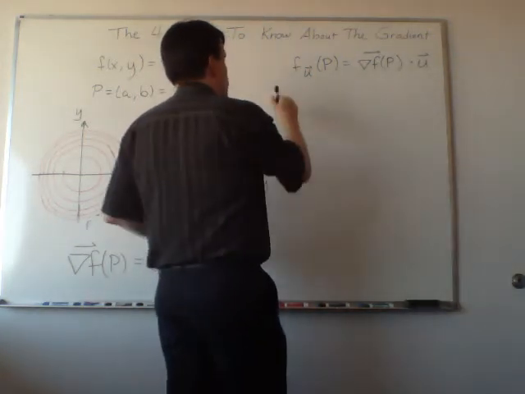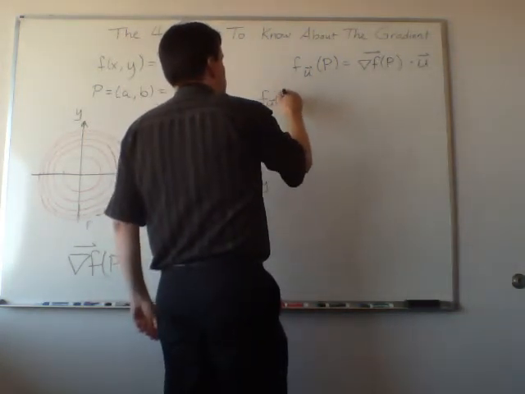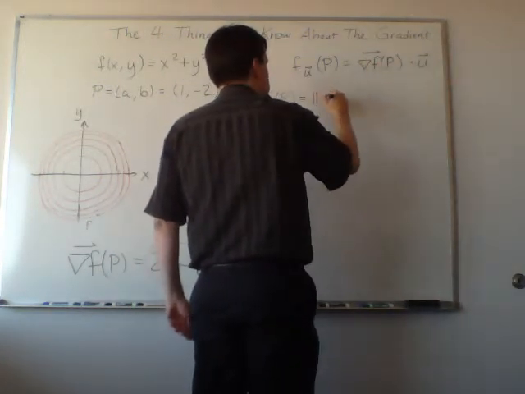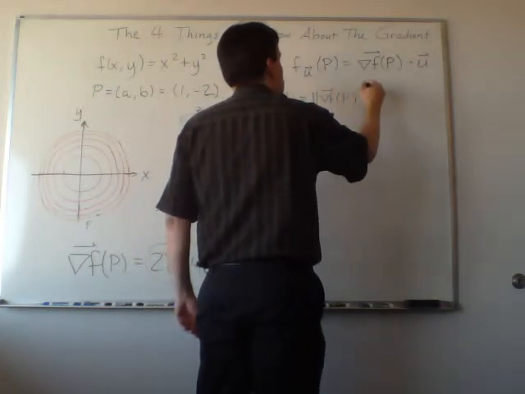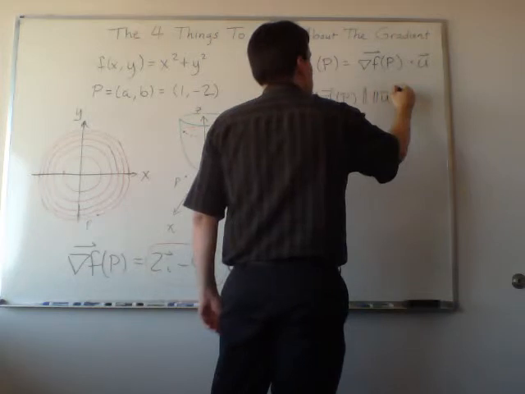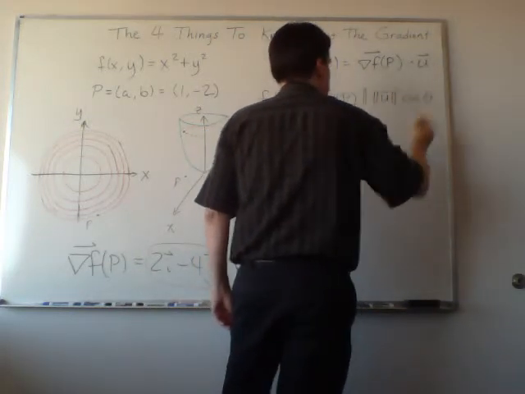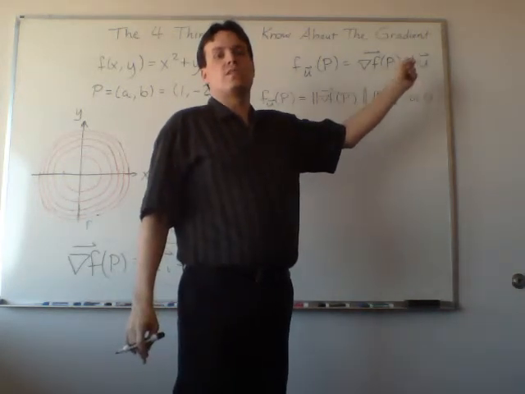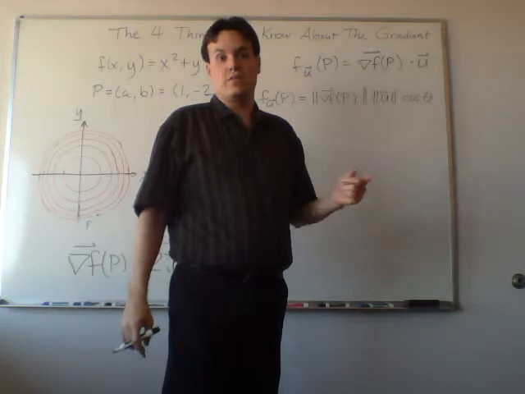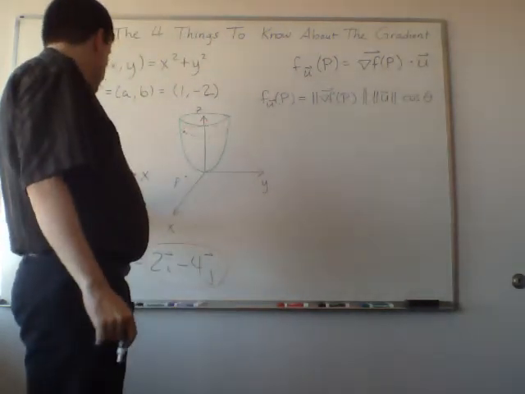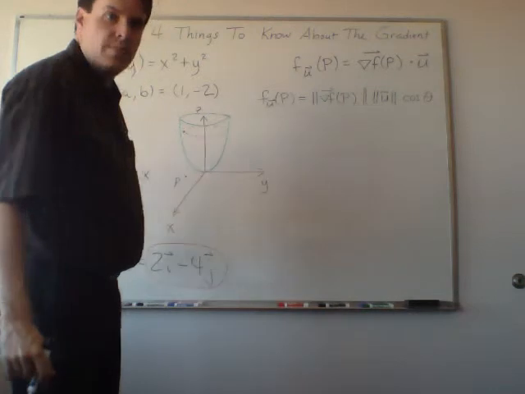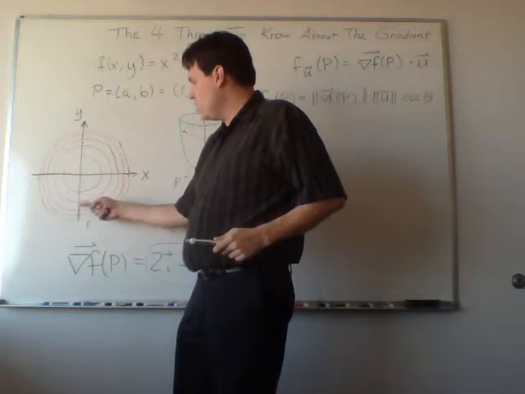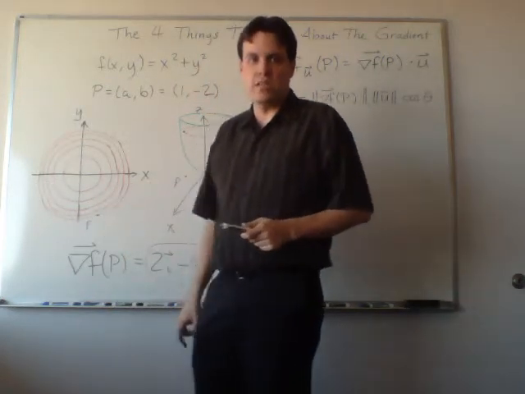That is, I can think of f sub u at p as the dot product of these 2 vectors, which is the product of the magnitudes of the 2 vectors times the cosine of the angle between those vectors. Now this time, I'm not making any assumptions about the vector u. I'm not going to assume u is in a particular direction. I'm going to let that direction vary around the point P. It could go this way, or this way, or this way, or any other way around the point P.